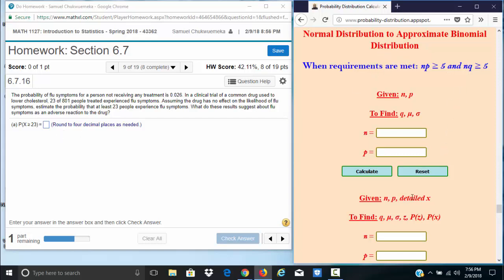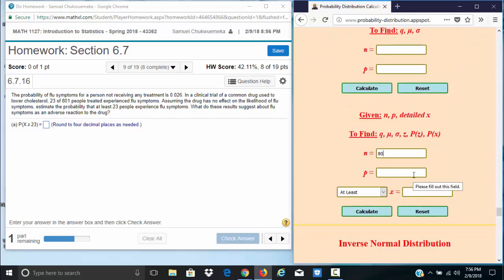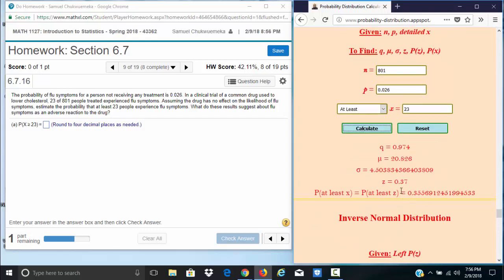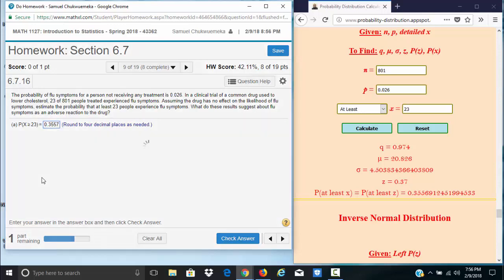So for this question, our n is 801. Our p is 0.026. Then we have at least 23, x equal to 23. Calculate. So this is 0.3557.